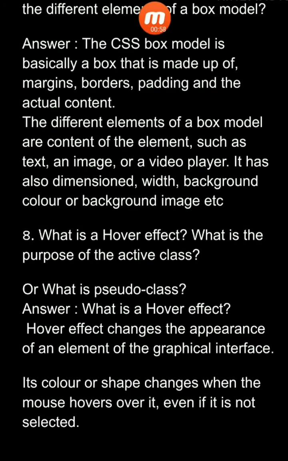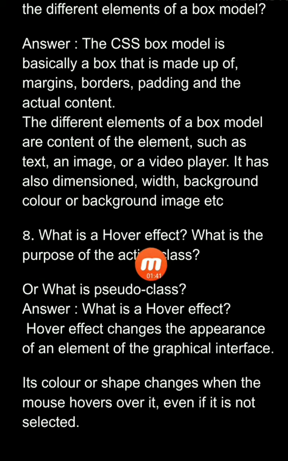What is a box model and what are the different elements of the box model? The CSS box model is basically a box that is made up of margins, borders, padding and the actual content. The different elements of a box model are the content of the element, such as text, an image or a video player. It also has dimensions, width, background color or background image, etc.